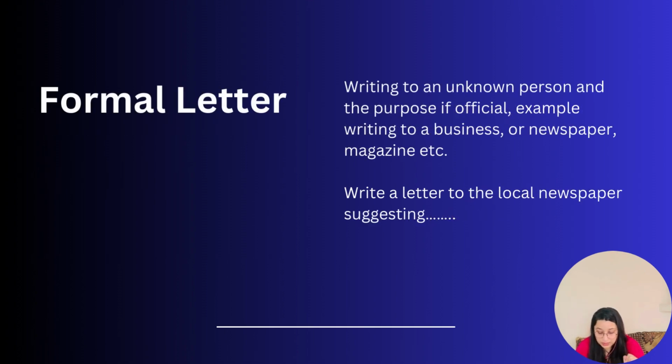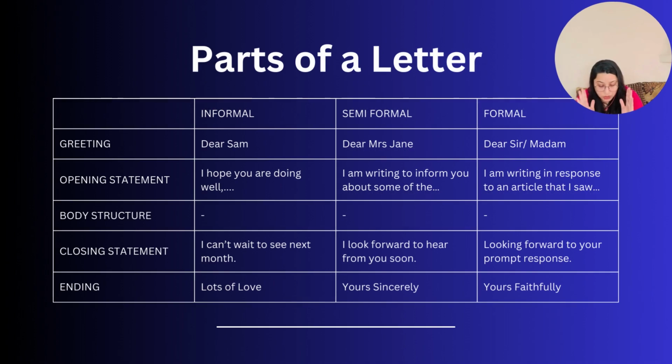Okay, next is the formal letter. A formal letter is an official letter, for example applications, request letters, and all those things. What you have to remember here is that you don't know the person you're writing to, and your purpose of writing is formal. For example, if you are writing a letter to a local newspaper or the editor of a newspaper, or you are writing a job application, all these are formal letters. So now we have three types of letters: informal, semi-formal, formal.